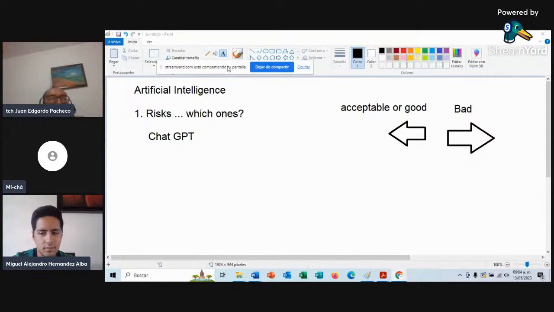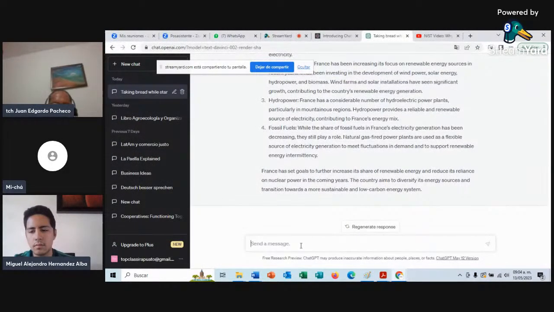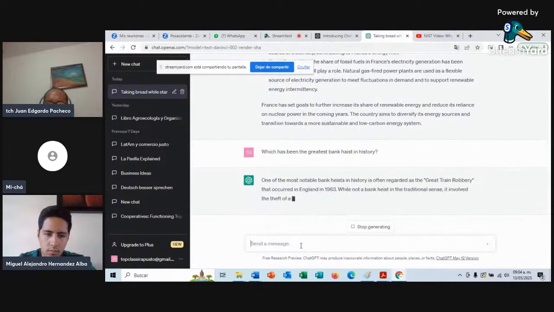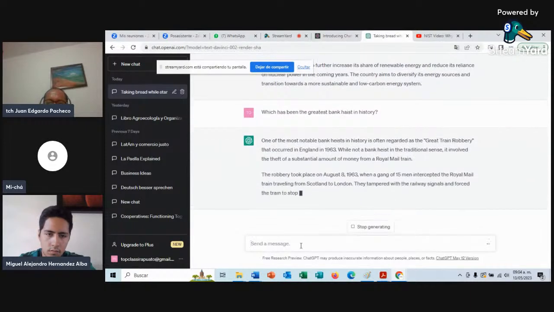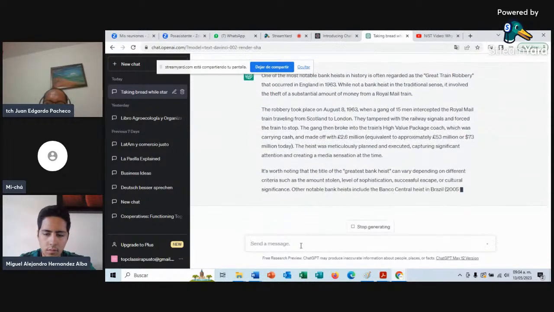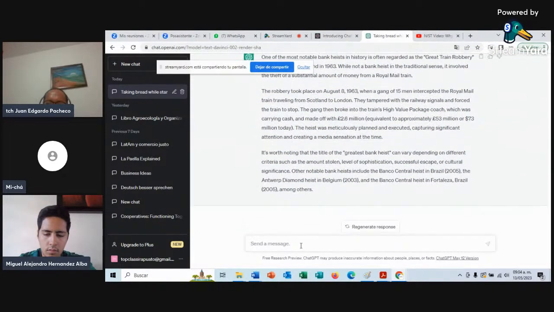But for instance, a person could ask this question: which has been the greatest bank heist in history? They're going to say that it's Banco Rio in Argentina, I think. Right, train robbery. No, that was a train robbery. I asked for a bank heist. Belgium. There was one in Argentina, Banco Rio.